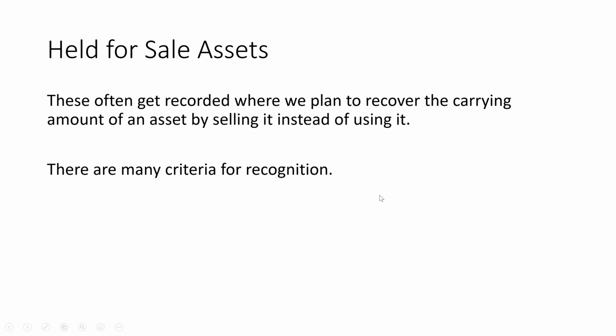Okay, so next we're going to move on to held for sale assets. Held for sale assets often occur in the situation where you plan to recover the carrying amount of an asset by selling it instead of using it. So you plan to stop using it over its useful life, and instead sell it. A held for sale asset is basically another category in the balance sheet. It's within non-current assets. It's just a separate disclosure. But the criteria for recording a held for sale asset are very strict, as we're going to see now. So let's do a role play to fully understand what a held for sale asset is.